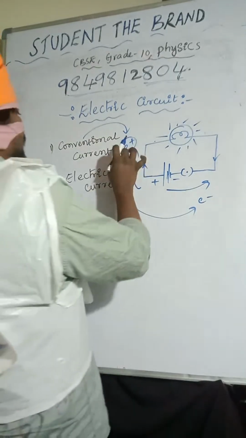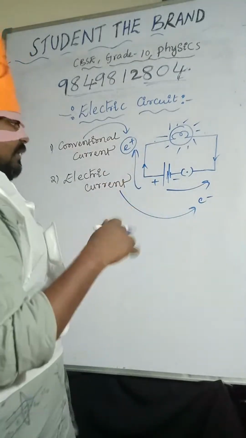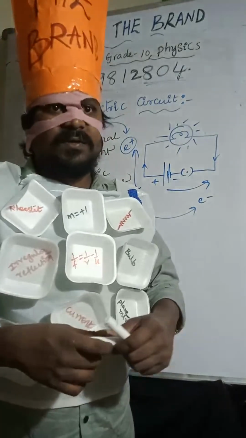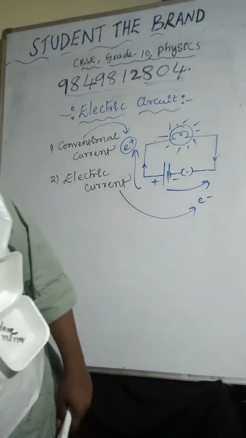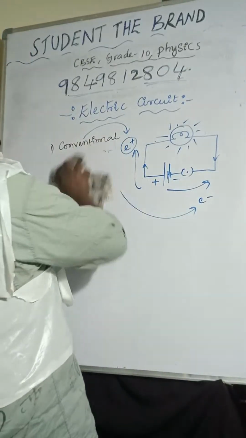This is conventional current and electric current. So these are the two types. Next one we will discuss is about electrical appliances. We'll discuss electrical appliances.